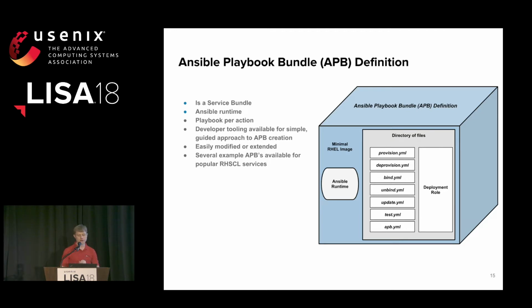So here, the simple mapping is that each of the action types that the service catalog supports, like provision, deprovision, bind, unbind, is simply defined as a playbook in your container. You make an Ansible playbook, and you can do anything you want in there, and that's it. It's actually very easy to get started with, and ends up being very powerful.